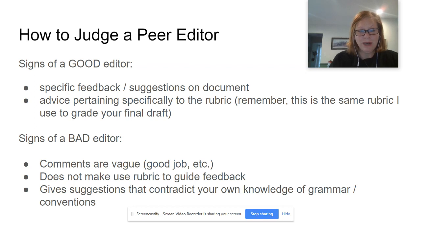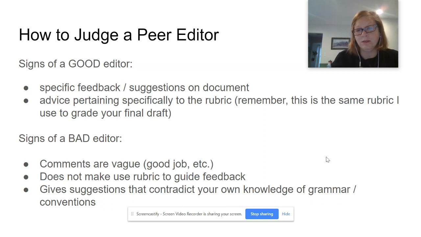Signs of a bad peer editor are people that are super vague. They say things like, good job, you're awesome, this is an A. Maybe, but that isn't really specific and helpful to move you into the next level of a great paper. If they don't make use of the rubric to guide their feedback, that's a problem, okay? Because I'm using that rubric to grade your paper. So having other people look at it and evaluating it the same way is going to be more helpful than them just guessing at what I might be looking for.